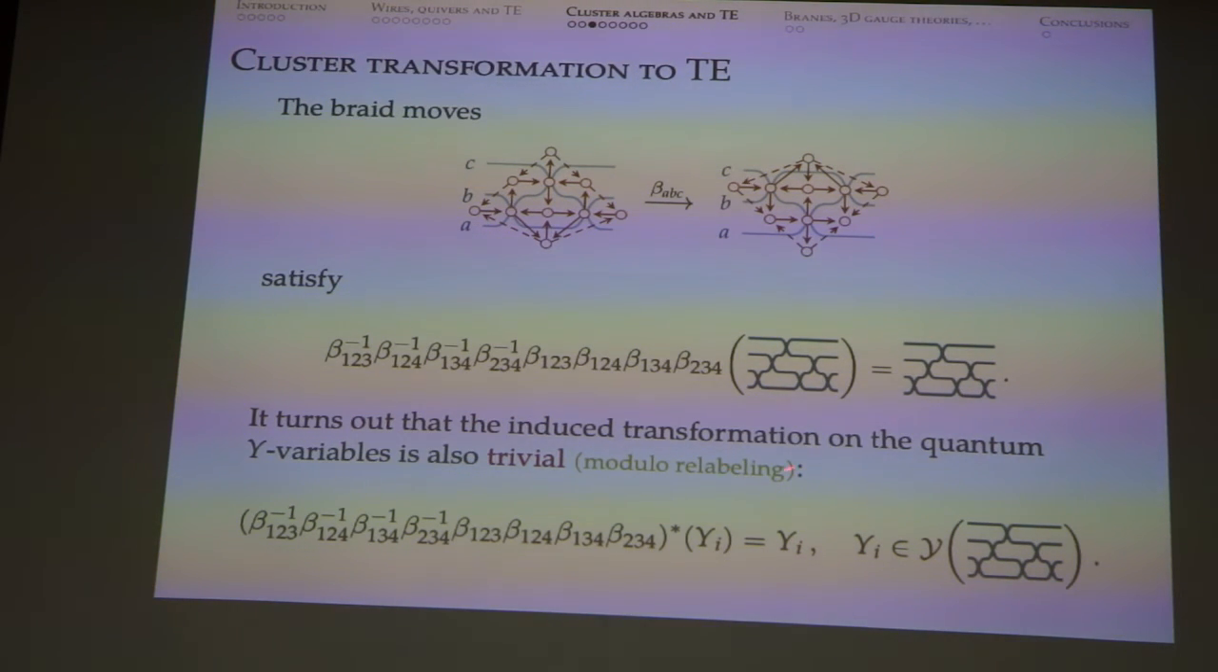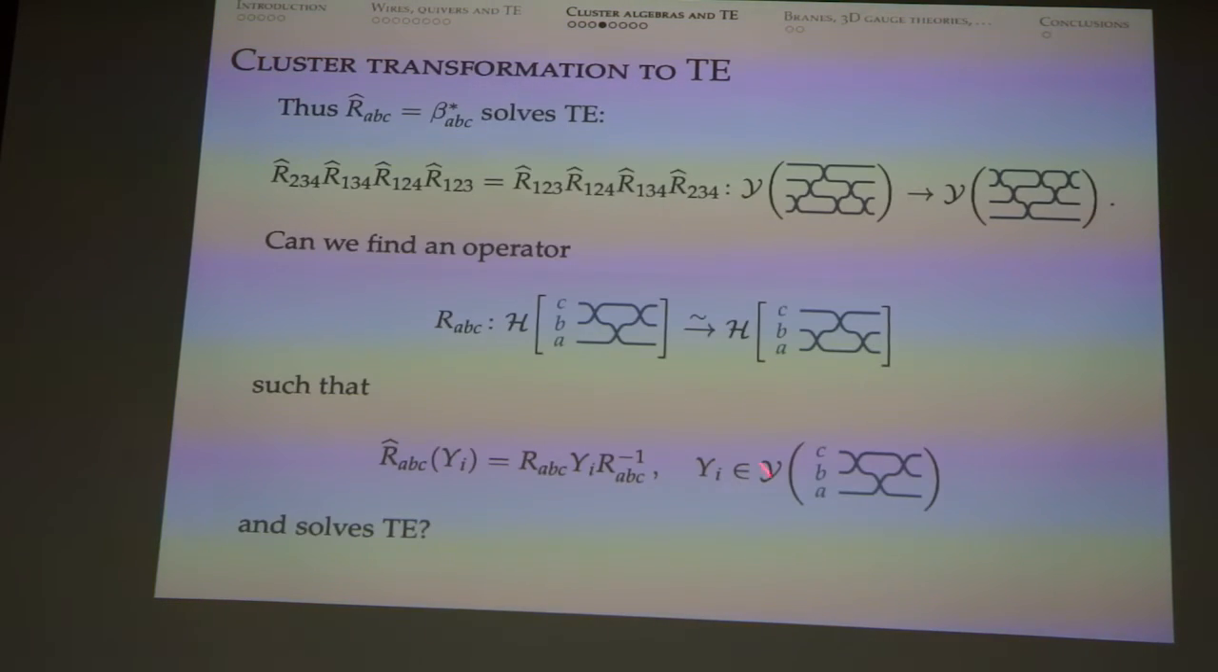Okay, which is very nice because I wanted something like that: this is equal to identity. That's going to be the tetrahedron equation. So indeed, I get a solution of the tetrahedron equation by just setting R hat ABC to be this beta ABC pullback. So this acts on Y variables. Then this operator satisfies the tetrahedron equation.